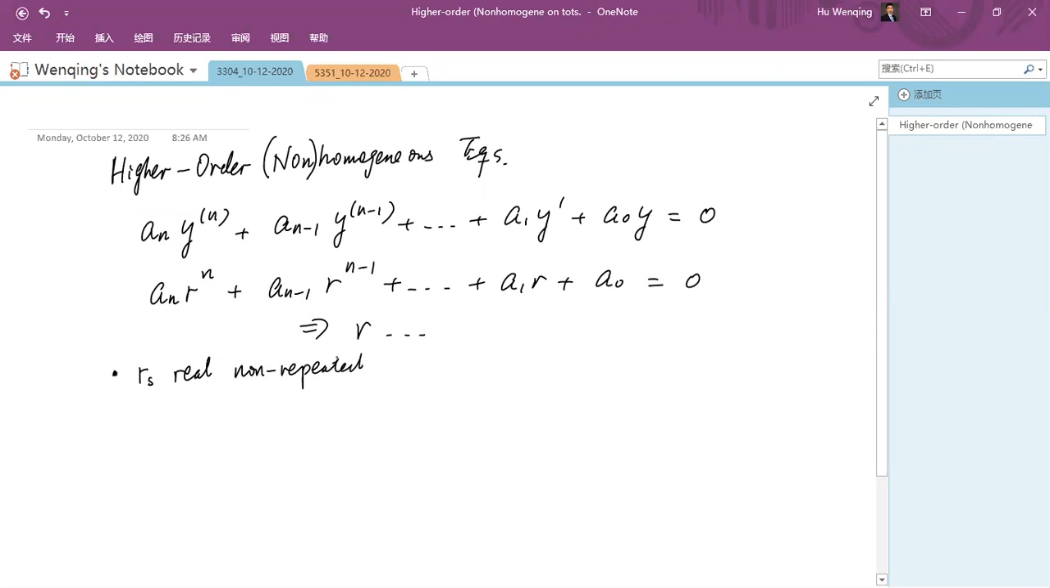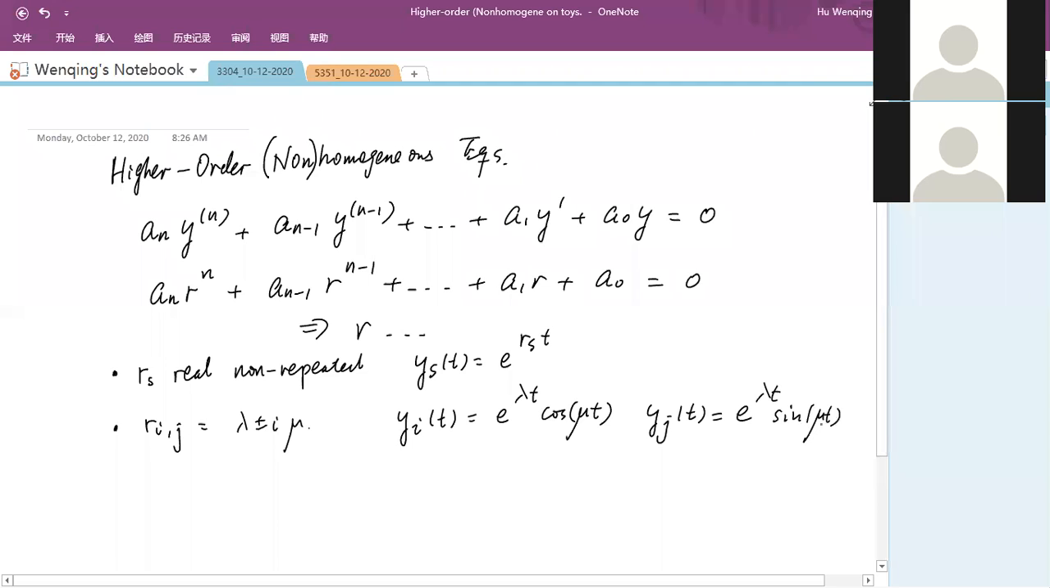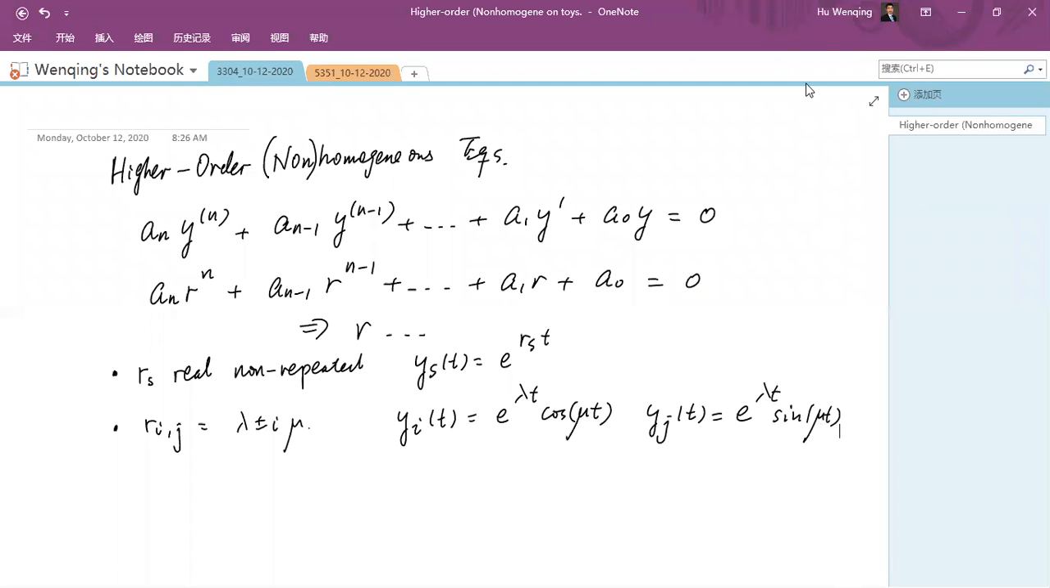If it is real and non-repeated, you consider yi of t equal to e to the power r t. If ri and rj are complex conjugate roots, lambda plus or minus i mu, then yi of t is e to the power lambda t cosine of mu t, and yj of t is e to the power lambda t sine of mu t. So that's the situation where you have complex roots.